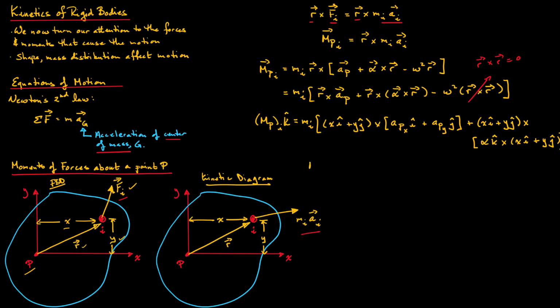And so what we have is MPi in the k direction. So the net moment about point P due to the external forces acting at point i is equal to mi multiplied by the negative of y apx plus x apy plus alpha x squared plus alpha y squared. And all of this is in the k direction.